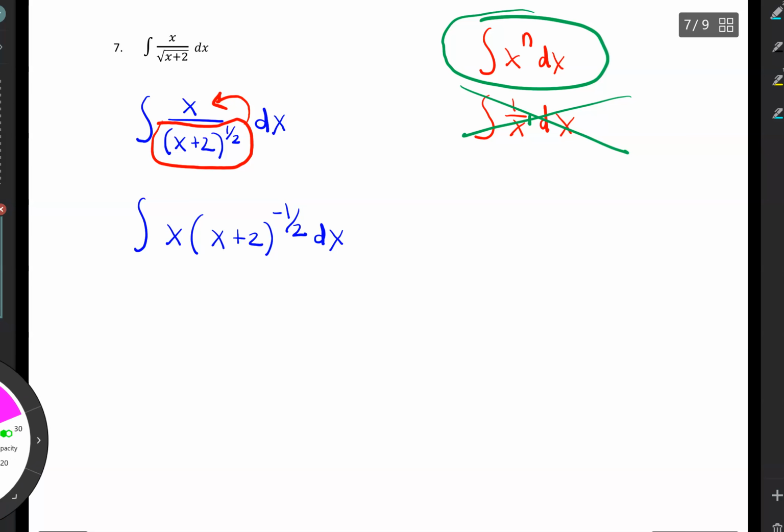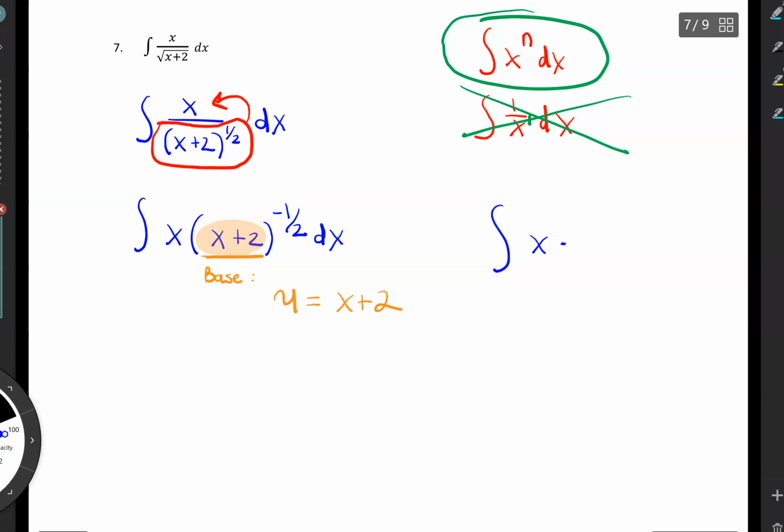So let's make our base the u. We're going to make this my u, this base right here. So we're going to let u replace the x plus 2. Let's see what that would look like. That'd be x times u to the negative 1/2 dx. Hmm. Well, okay.